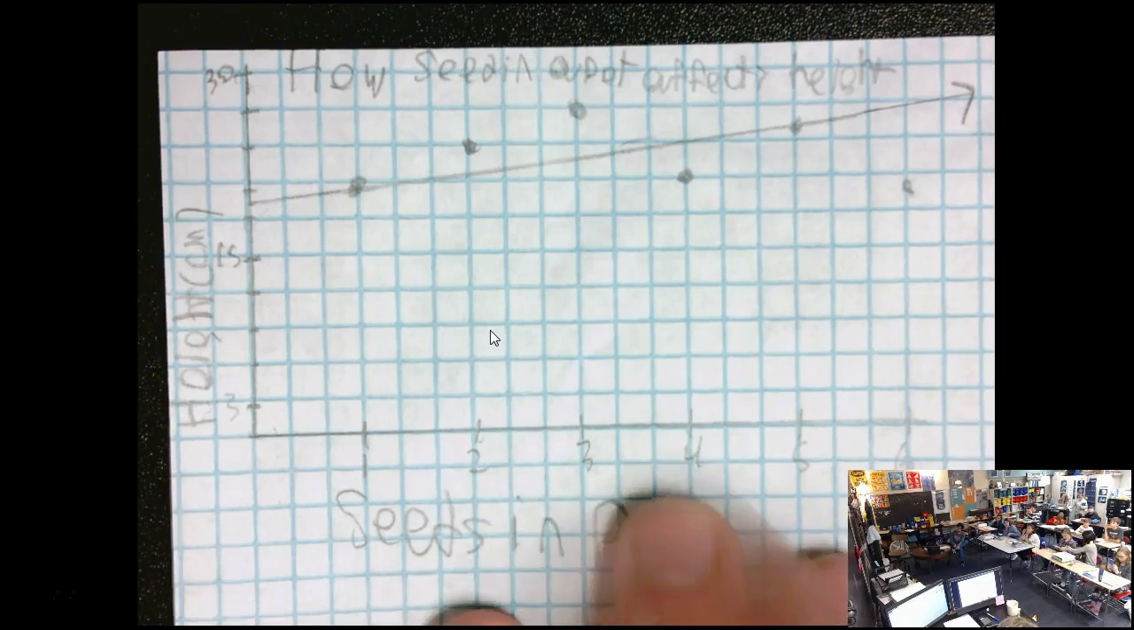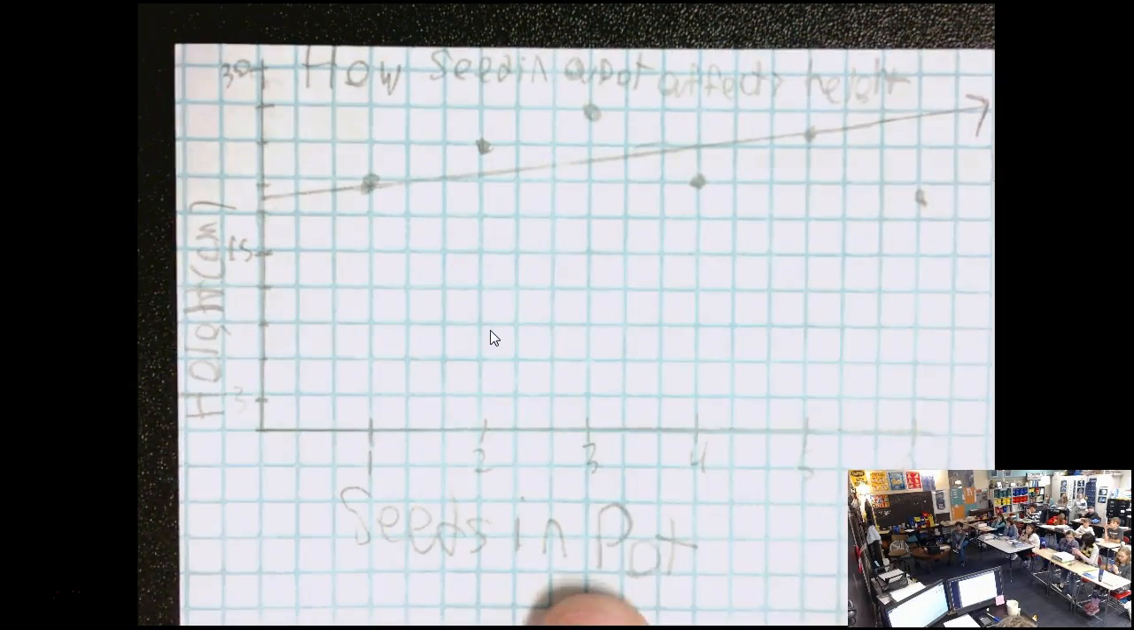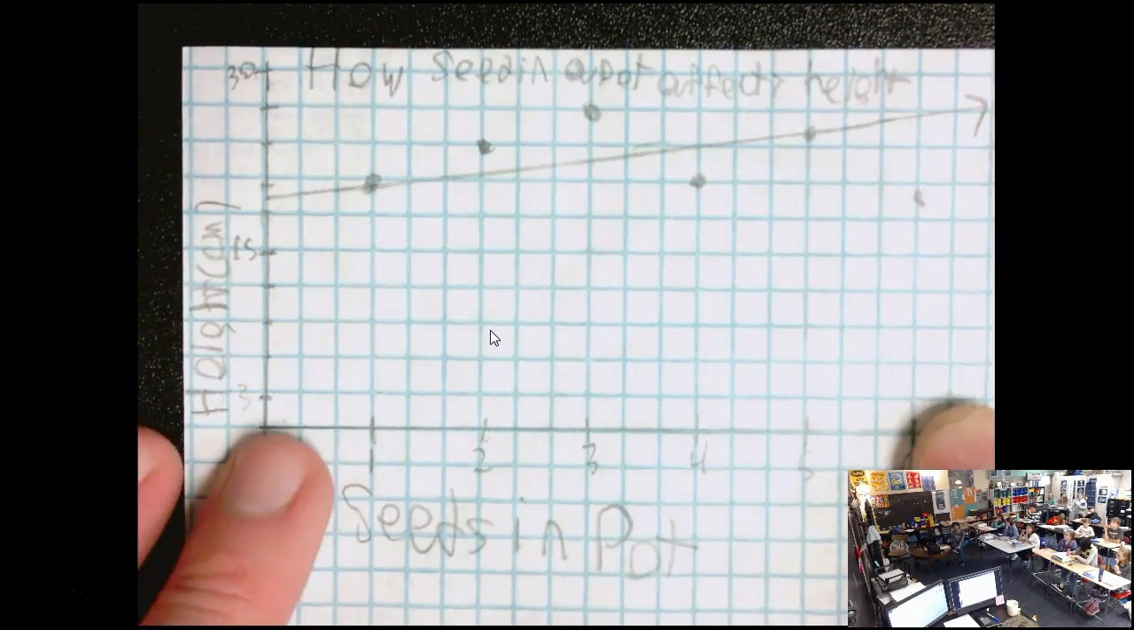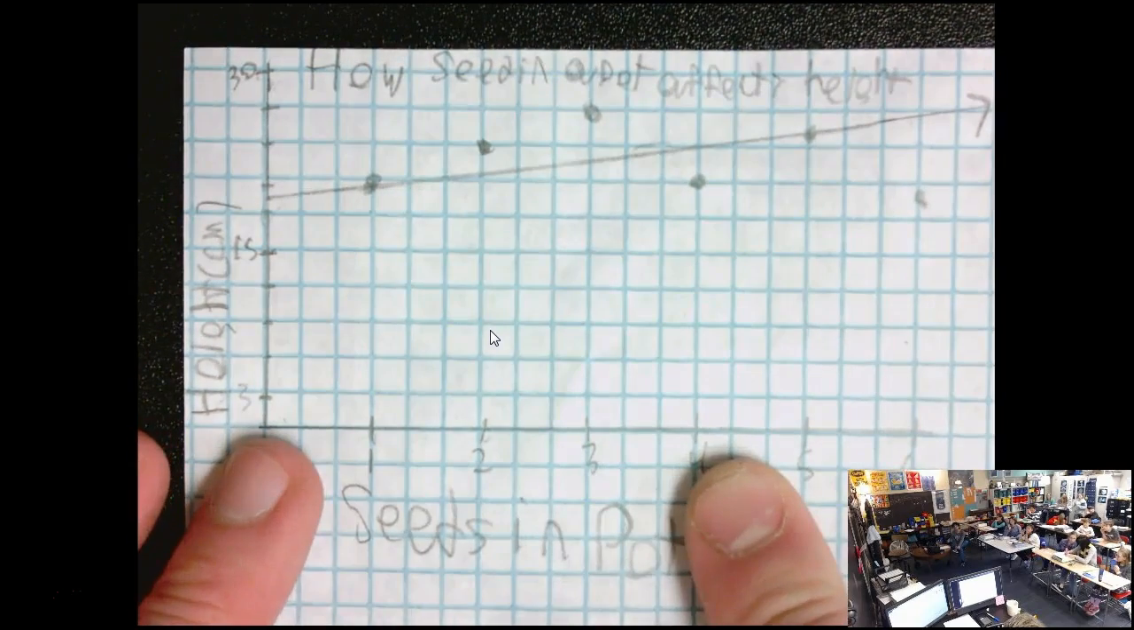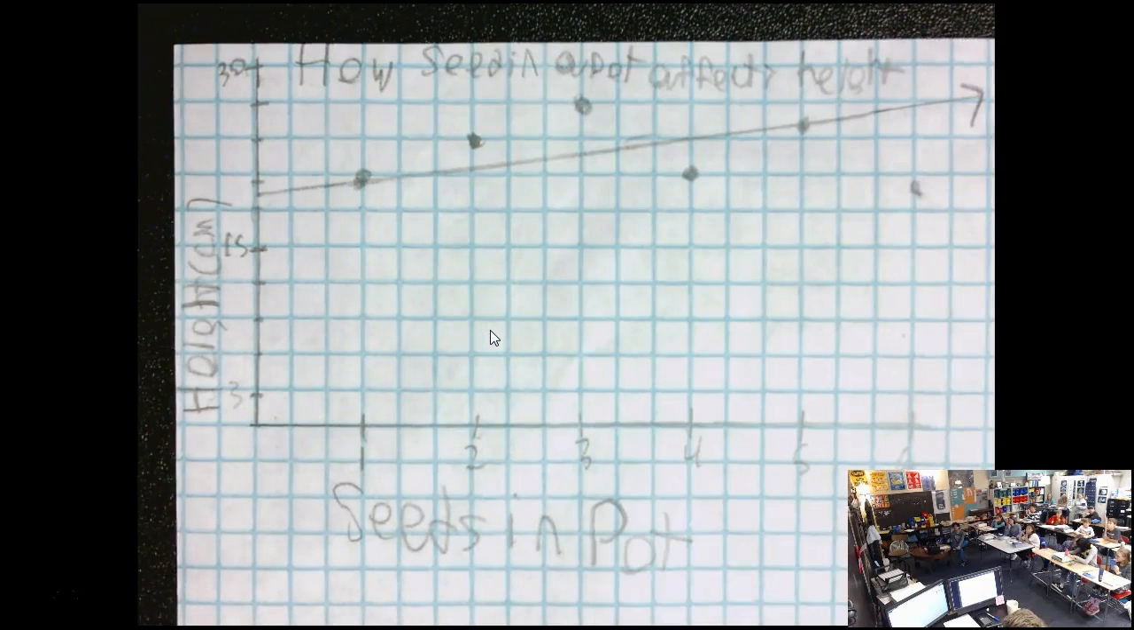But the issue is 1 seed in the pot and 6 seeds in the pot seem almost identical. And same with 4 seeds in the pot. It's just, there's not very much to go off of here. Yeah, it is a mixed bag, quote unquote.